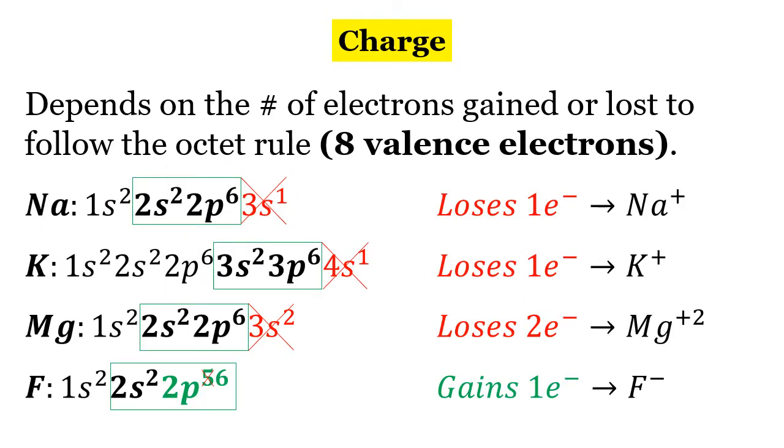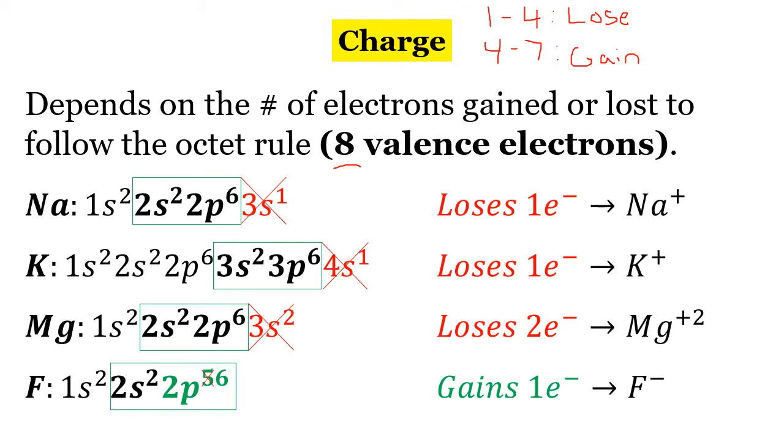All right, let's talk about charge. Charge depends on the number of electrons gained or lost to follow the octet rule. Remember, 8 is that magic number that we want to get to. Okay, and we had two rules that we were talking about. If you have between 1 and 4 valence electrons, you're going to lose those electrons. You're going to shed that outer layer so that you have a full layer of valence electrons below that. If you have between 4 and 7 valence electrons, you're going to gain the electrons that you need to reach 8.